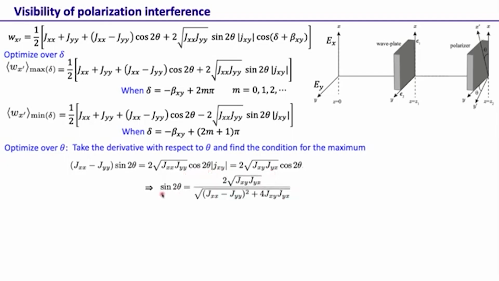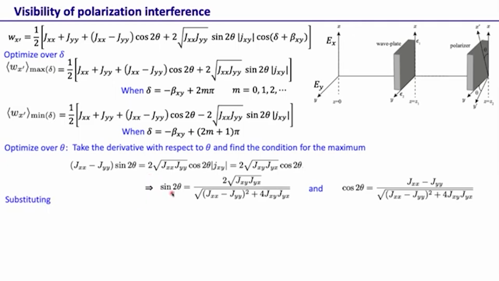This basically implies that sine 2 theta at the maximum has to have this expression, that is twice root jxy jyx divided by jxx minus jyy whole square plus 4 jxy jyx. This is just the condition that comes for the maximum, and cosine 2 theta has this expression. So that's the condition for the maximum of this quantity over theta.